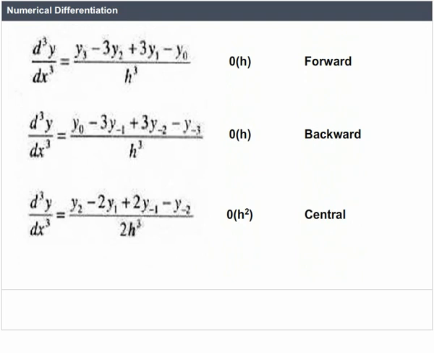Next row, d cube y by dx cube equals y2 minus 2y1 plus 2y minus 1 minus y minus 2 divided by 2h cube. Error is order of h square, difference is central.